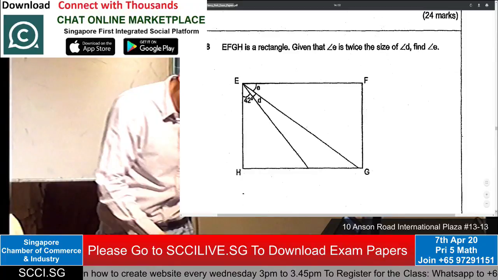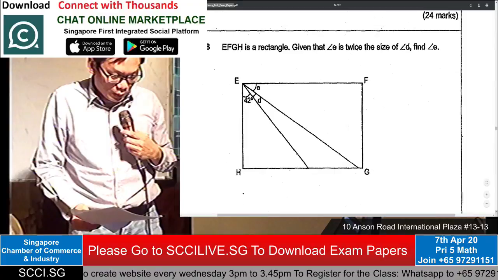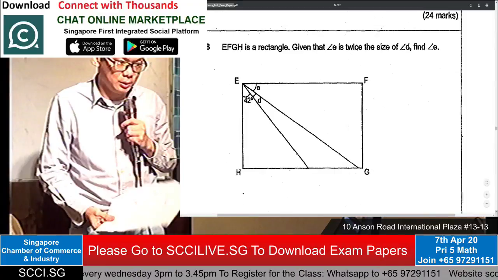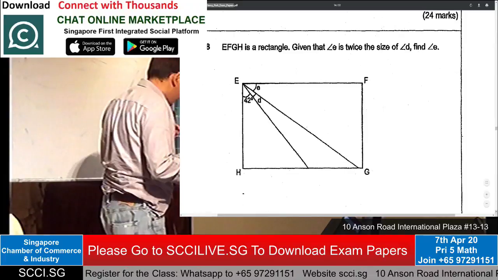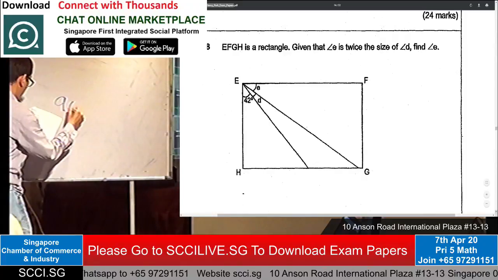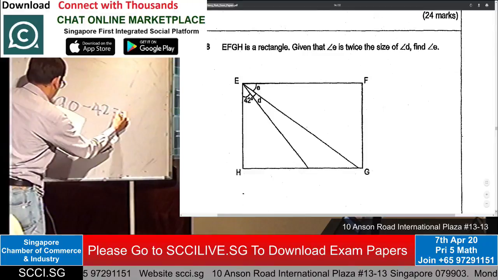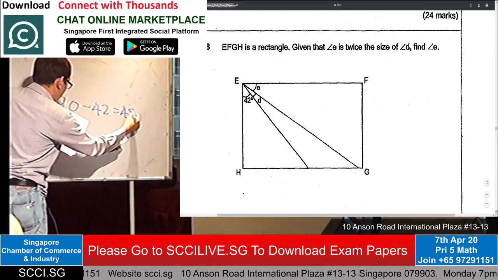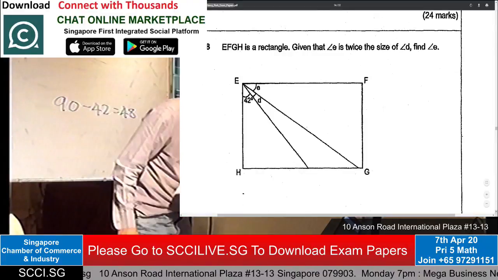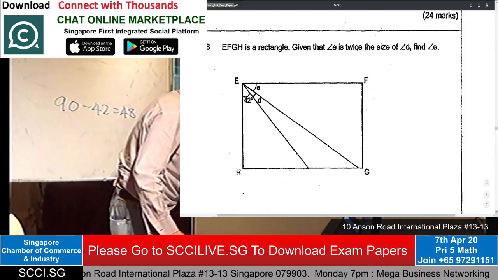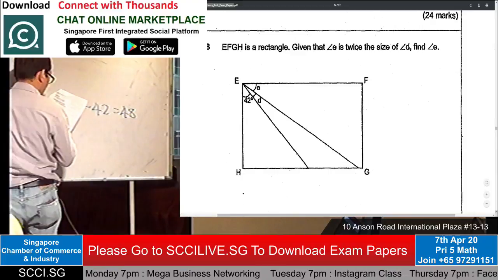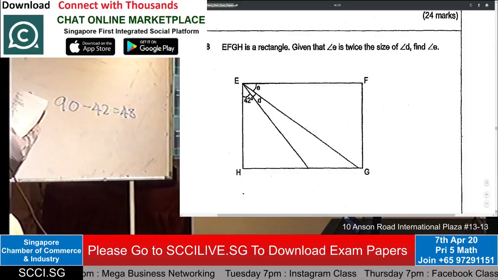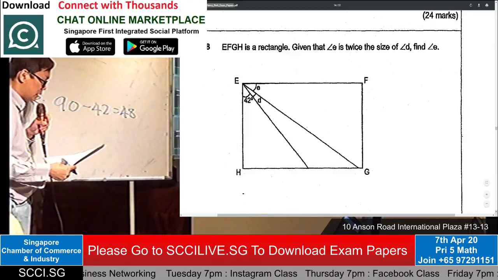Okay, if you have the answer, look at the answers at the back of the question. Question 18. So you use 90 degrees, 90 minus 42, you get 48. That is the number for HEF. This is D and E, so you are actually getting D and E. This is basically D and E, the total.